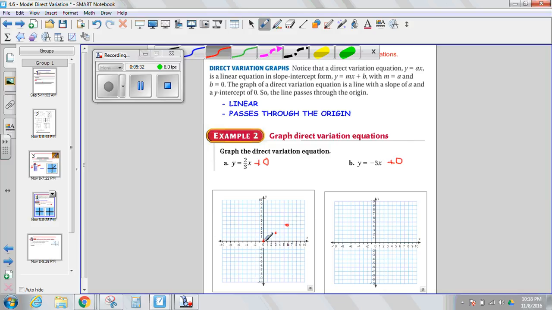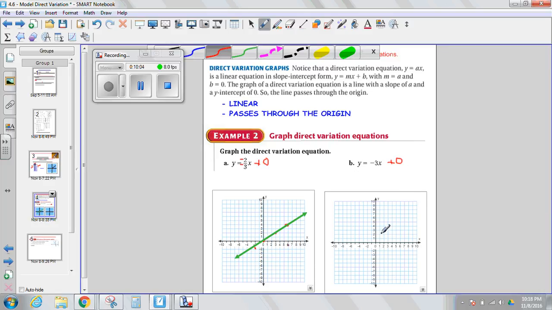We can also do exactly the opposite. If this was a negative 2 over a negative 3, we could go down 2 and to the left 3. And this is all along the same line. In this case, there's no value that x can't be, so we would just go ahead and draw a line through all of our points, and we have the graph of our direct variation equation.